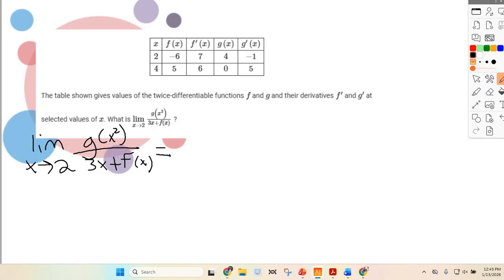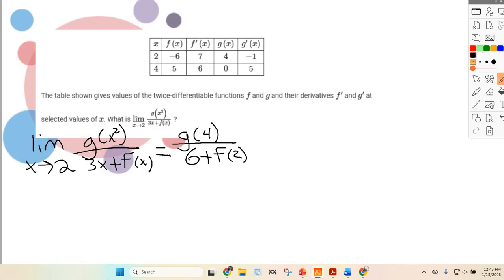So if I plug 2 into x squared, what do we get? 4. If I plug 2 into 3x, what do I get? 6. And then we're just plugging it into x, so we get a 2. We're okay with that.